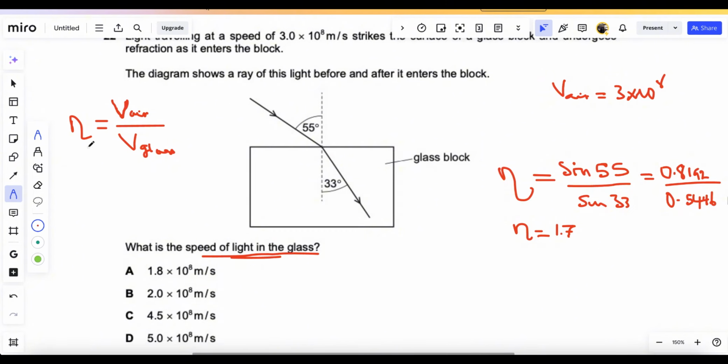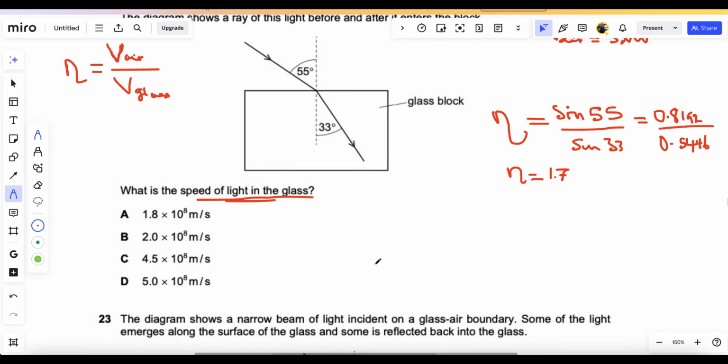So you make V glass the subject, because you are calculating speed in the glass. First, you cross multiply. Refractive index multiplied by the speed in glass, Vg, is equal to the speed in air. So Vg, the speed in glass, is 3 times 10 to the power of 8, which is the speed in air, divided by the refractive index, 1.7. So you can just say 3 divided by 1.7.